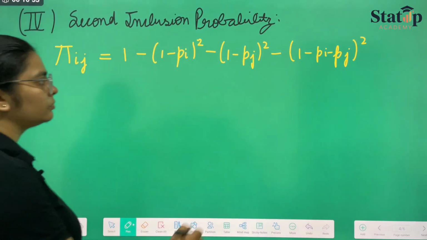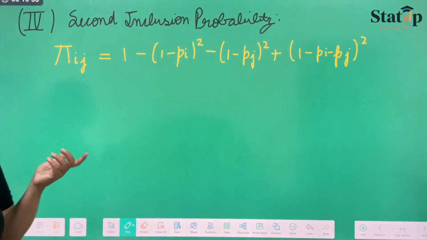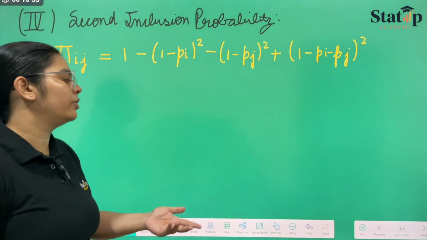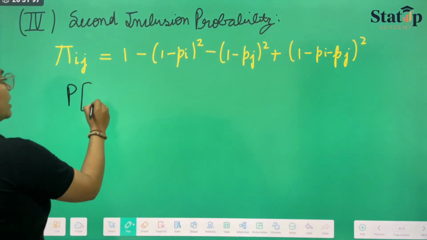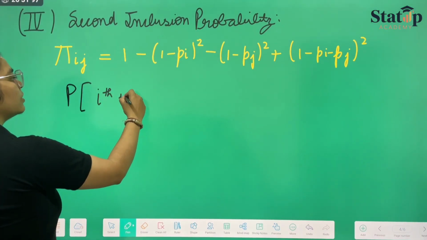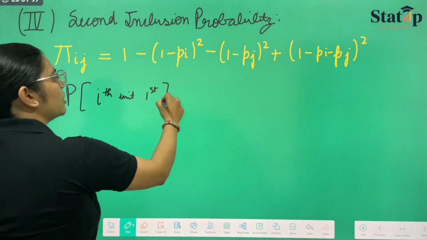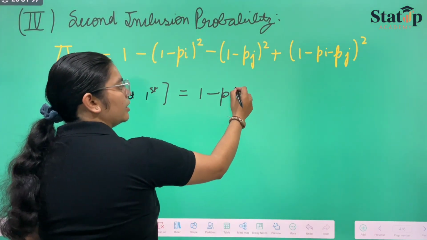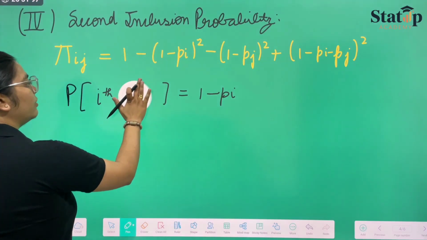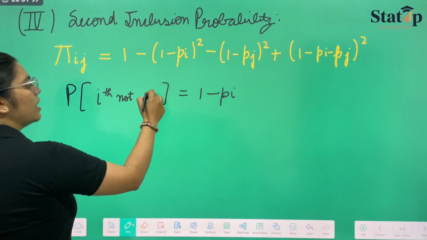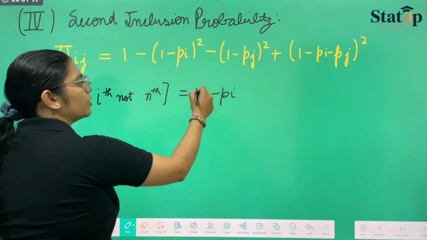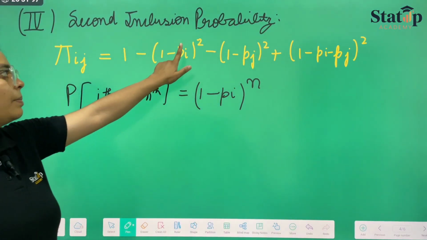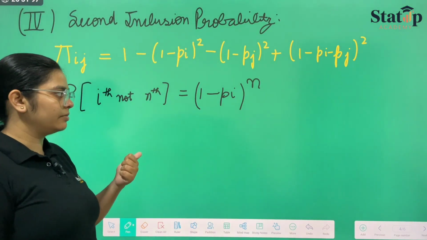Now how does it come? We all know that if the ith unit is selected in the nth draw, the probability of selecting the ith unit in the first draw is pi, and for not selecting it is 1 minus pi, right? Now, for not selecting in the nth draw, it will be raised to the power n, but here n, which is the sample number, is 2, so the power will be 2. Okay, that's why we are doing it.